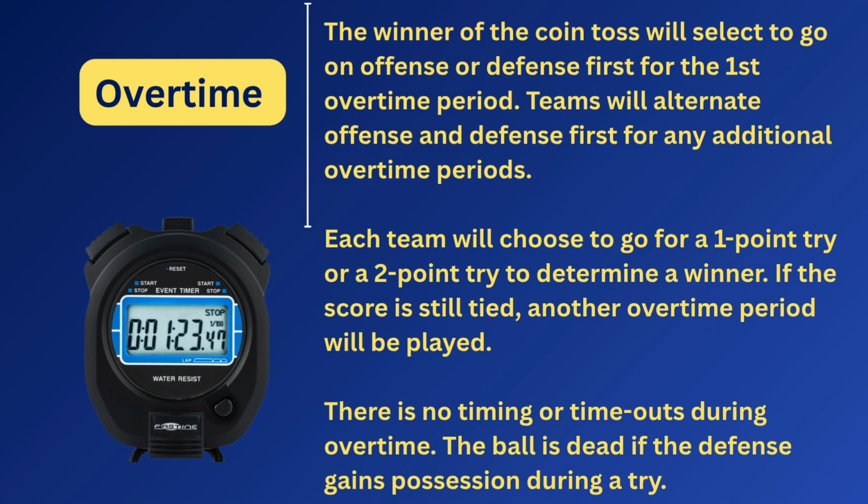So if both teams don't score, we have another overtime. Or if both teams choose for the same amount and both get it, we have another overtime. So let's say that team A goes on offense first and they go for 1 and they get it. Now the other team that was on defense first gets to decide, do I want to go for 1 to tie or do I want to go for 2 to win? So you have some strategy there.